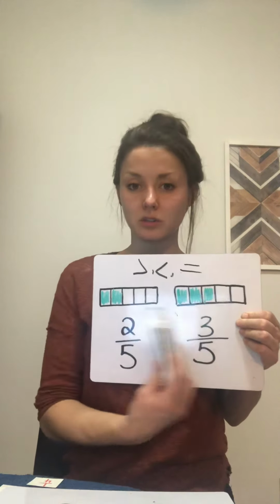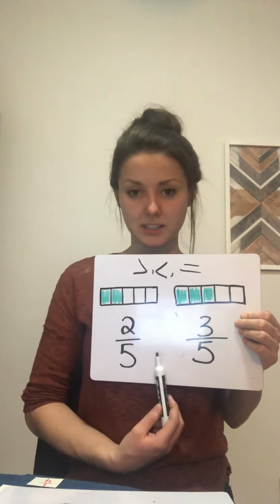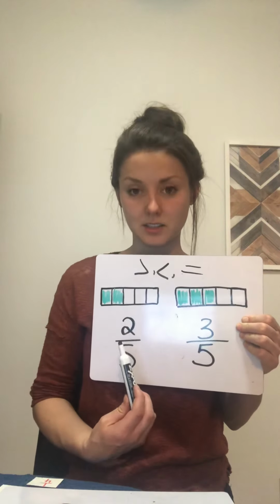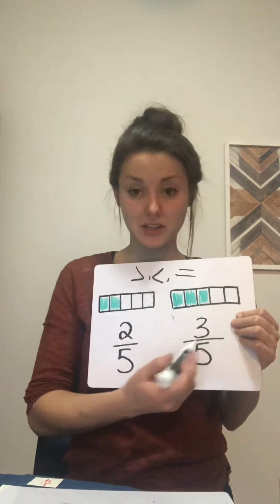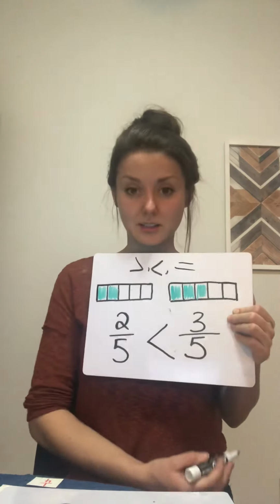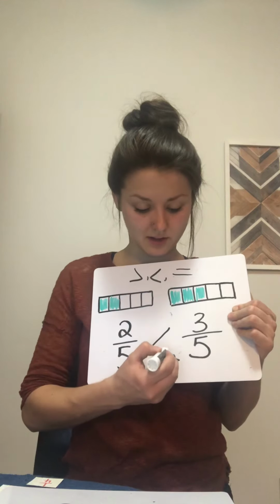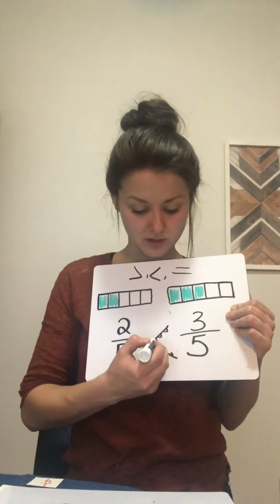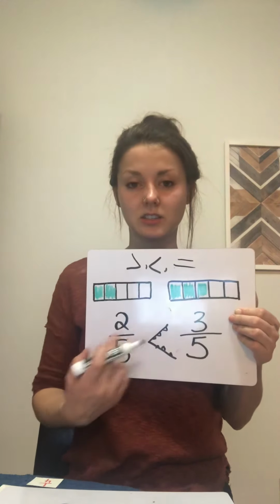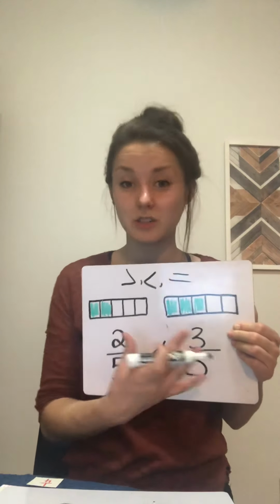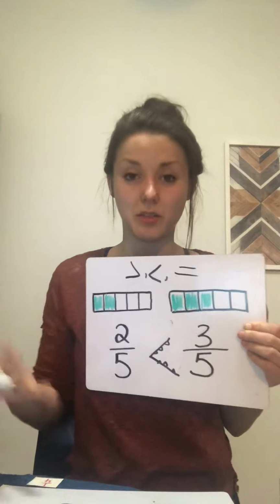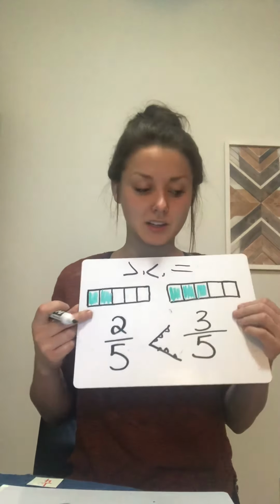So they're both chocolate bars cut into 5 pieces. Do I want 3 pieces or 2 pieces? Well, they're both the same size, so I want 3 pieces. That is the bigger fraction. The alligator wants to eat the bigger fraction. Okay, so when they're the same denominator, you really just pick the larger number. You want the bigger number.